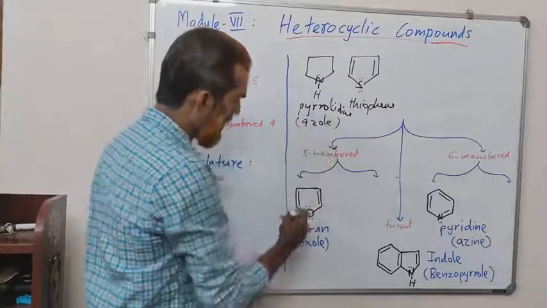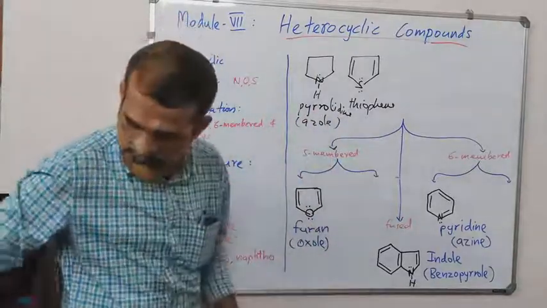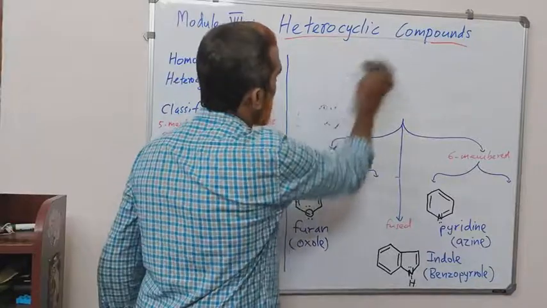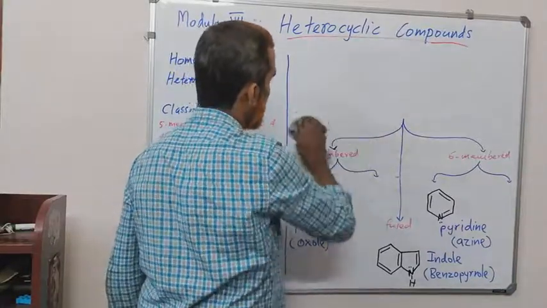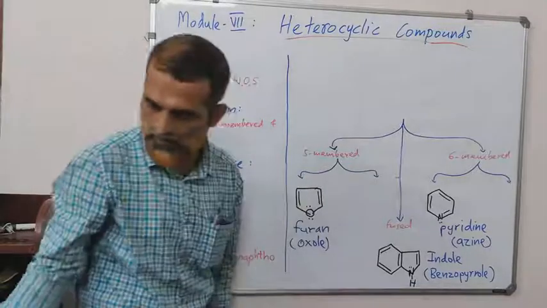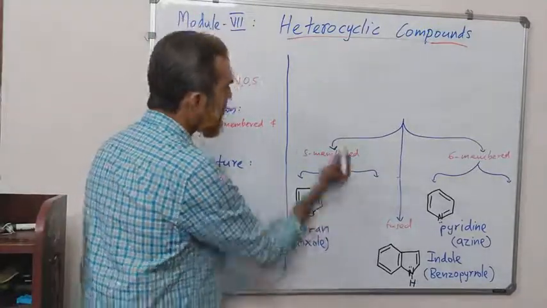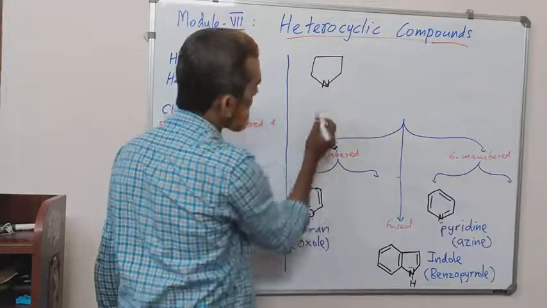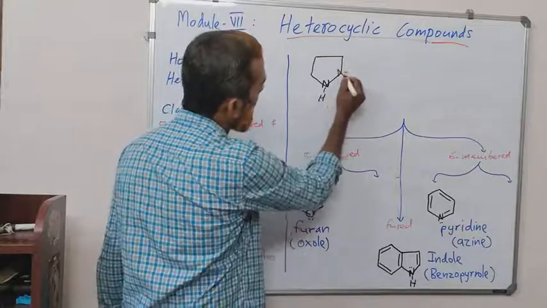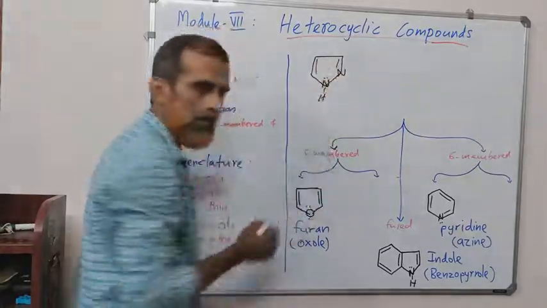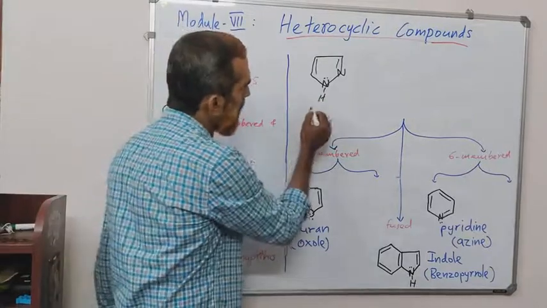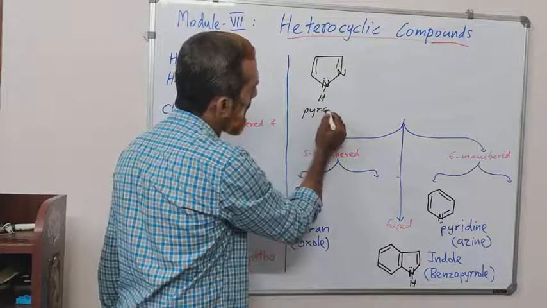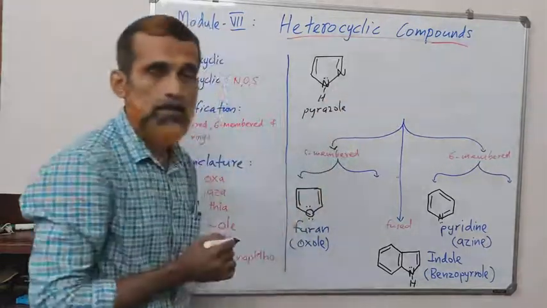Then coming to the next one, 5-membered ring with more than one heteroatom in the ring. Let us take a few examples just to get familiar with them. We don't have a detailed discussion. So, 5-membered ring with more than one heteroatom. Look at this example. I am putting one more in here. What is this called? This has 2 nitrogen, and it is called pyrazole.